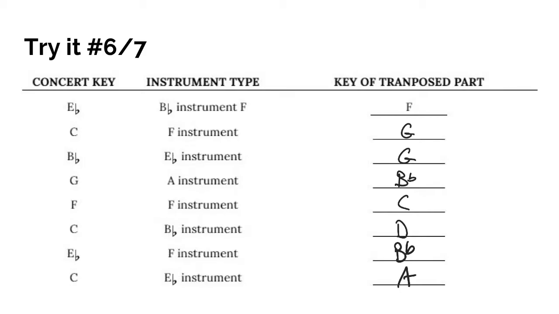Concert key of C, we have a B-flat instrument, so you write up a whole step, which is D. We have an E-flat, which is an F instrument, you write up a fifth, which is B-flat. Concert key of C, E-flat instrument, you write down a minor third, which is A.